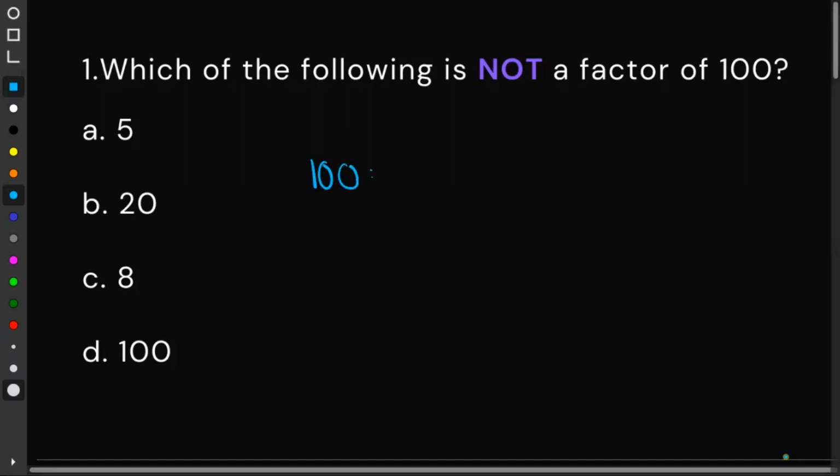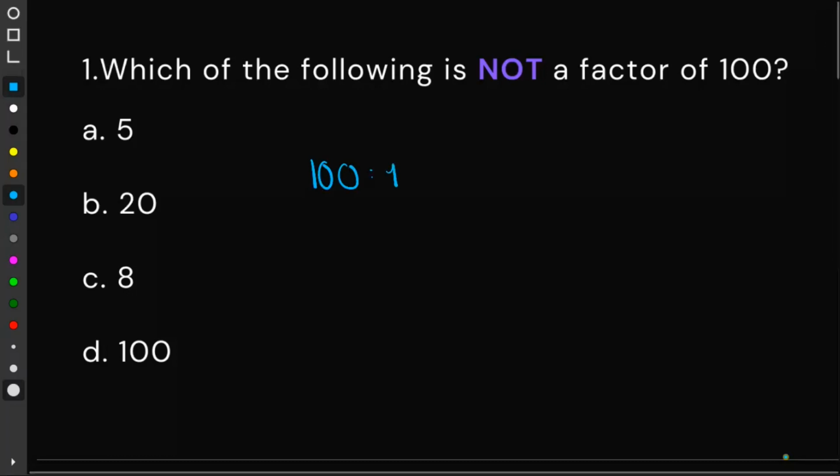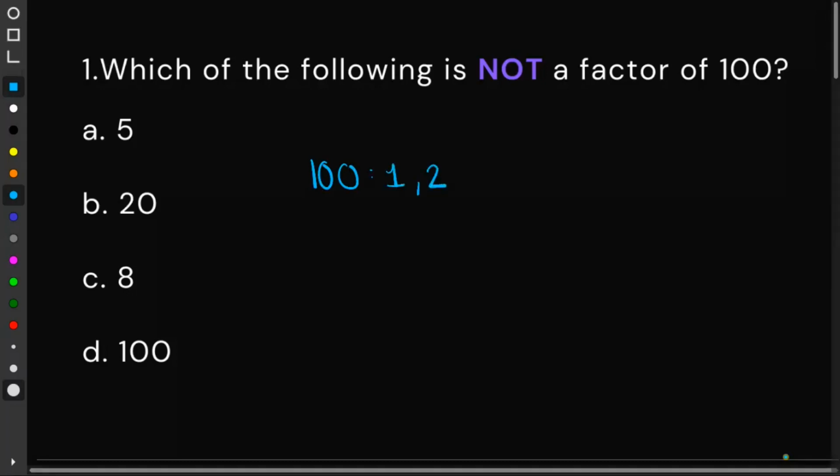So for the factors of 100, we have 1, 2, 4, 5, 10, 20, 25, 50, and 100. Now let us check which among the given does not include in this set of factors.